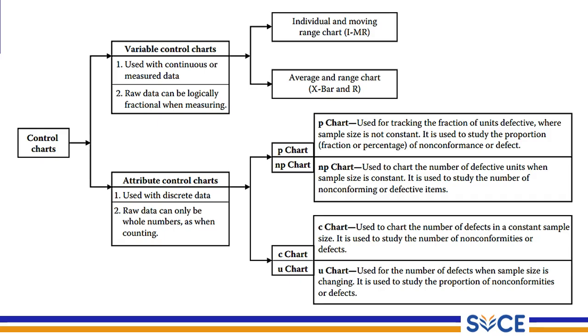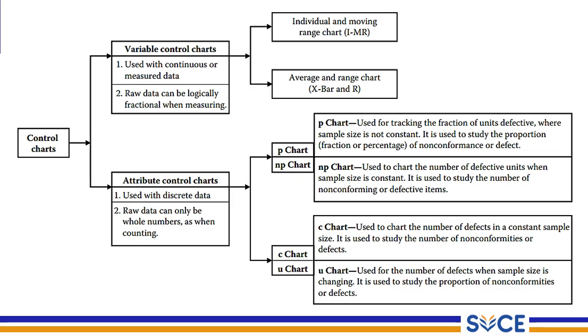In attribute, it is used with discrete data. Discrete data means you take only a set of data and check whether it is good or bad, not the continuous set of data. We're going to take some discrete data, one or two data points, and check whether it is correct or not, or whether it is in control or not. Raw data can only be whole numbers when counting. In variable control charts, we use the individual and moving range chart and the X bar R chart. In attribute, there are the C and U charts and the P and NP charts.